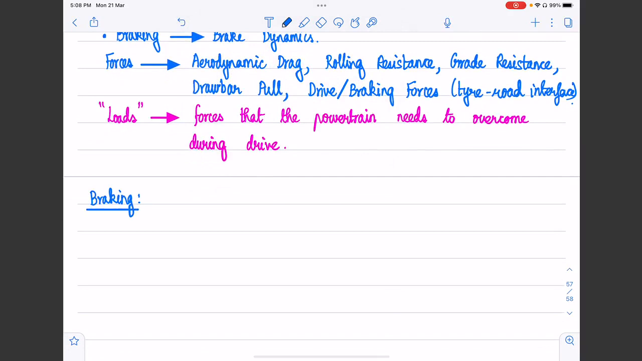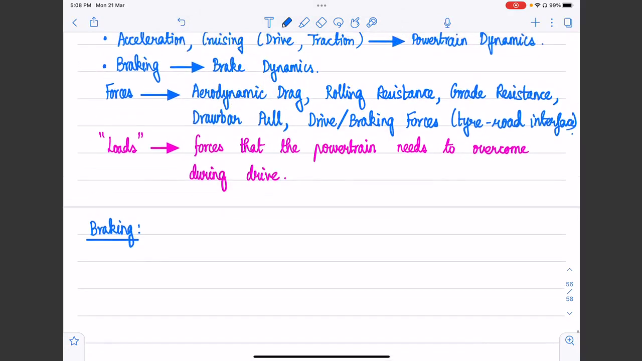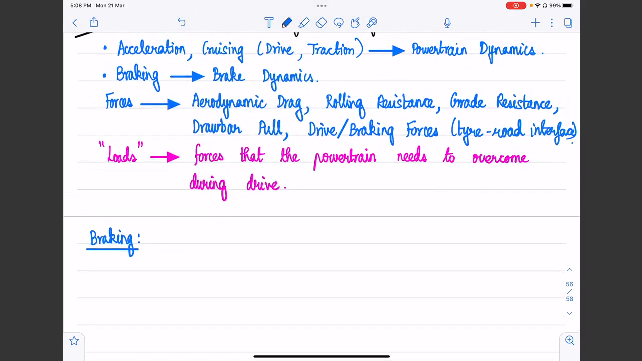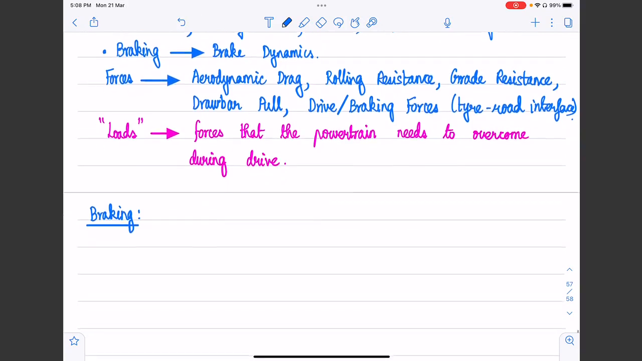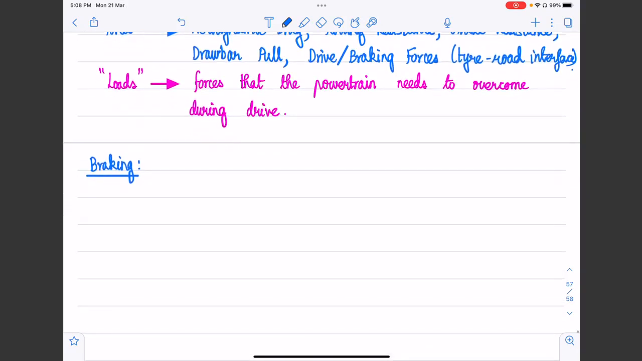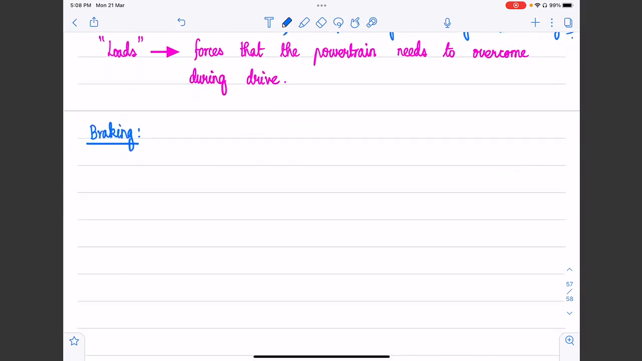So first, let's look at braking. Although I have listed acceleration and cruising first and then braking second, I'm going to start with braking. The reason will become clear as we go along in longitudinal dynamics. We will see that for most road vehicles, braking would provide a limiting case as far as the dynamic phenomena are concerned.